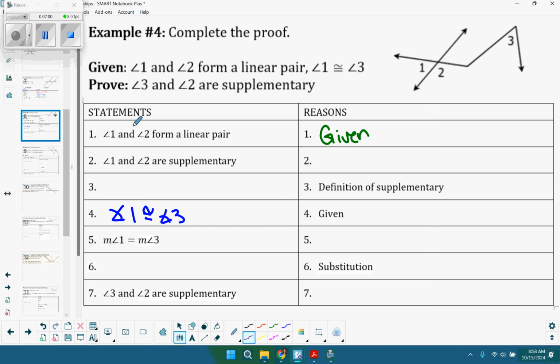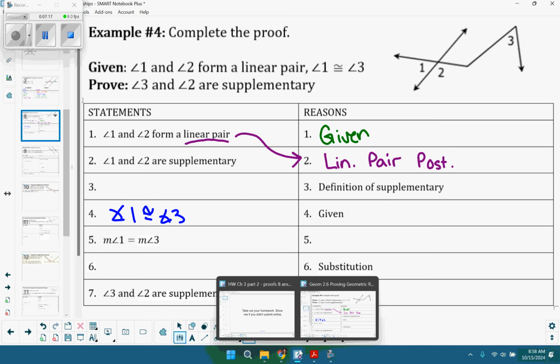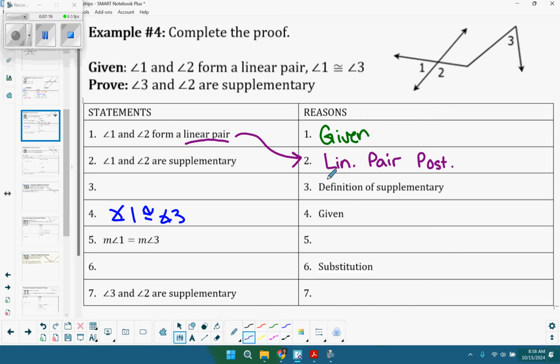If I know two angles form a linear pair, I can call them supplementary by the linear pair postulate. So this is one of the times where I see some words, and instead of using the definition of those words, I'm going to use those words in a different context. So I'm using the linear pair postulate.